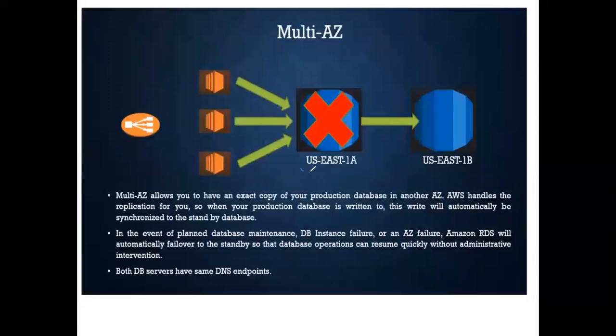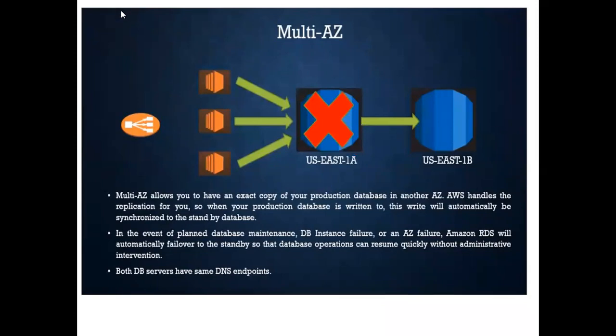Sudhir, what is US East 1A? It is a region. What is US East 1B? It is a region. Sorry, it's not a region. It's an availability zone. So US East 1A is one availability zone, and US East 1B is another availability zone.